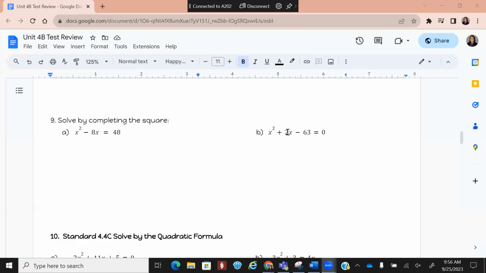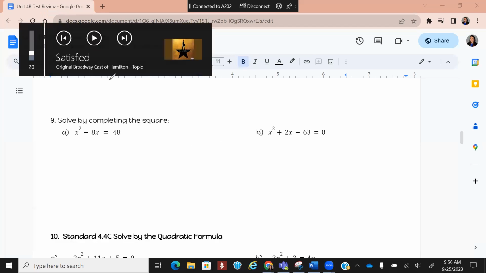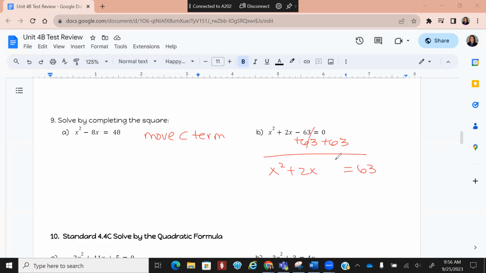All right, so on 9b, what's happening is we move the c term to the other side. That's the first thing we do. So we're going to add 63 to the other side. Does anybody have any questions about that? The reason why is because, watch. Can you think of 2 numbers that multiply together to give you negative 63 and add together to get you 2?